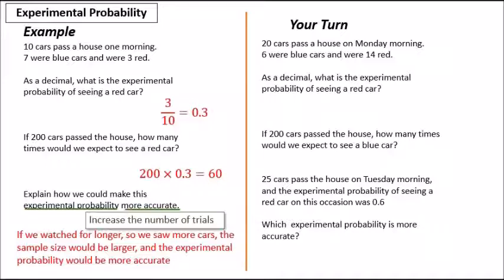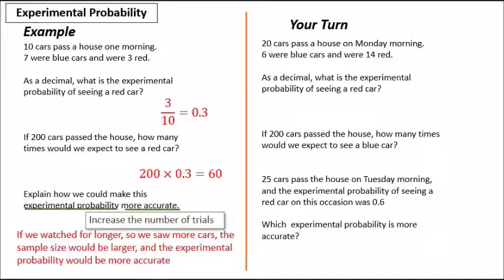The more cars that we see, the more likely those cars represent the general colour of cars in the population. Now, it doesn't necessarily mean it's totally true, because it might be that more red cars pass on certain days, but it gives an indication. This is why we only say what we would expect to see if 200 passed the house, not what we definitely would see. Okay, so make sure you copy that down and have a go at the question on the right.